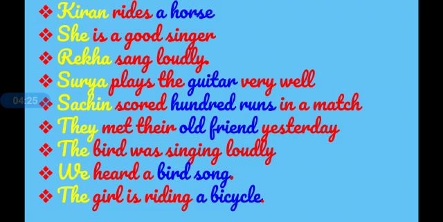The girl is riding a bicycle. So who is riding a bicycle? The girl. The girl is the subject. What is she riding? A bicycle. A bicycle is the object. So we are getting the answer for what she is riding. What the girl is riding, that itself is the bicycle. That is the object.